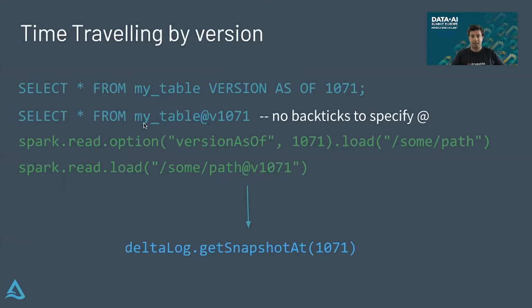The @ syntax is pretty helpful when used together with MLflow, where you want to use the same code, but you want to change which version of the table you're going to run the experiments against. You can use this @ syntax pretty easily. And given this version number, Delta is very smart. It's simple enough to say, okay, let me compute the snapshot at version 1071, and we're good.